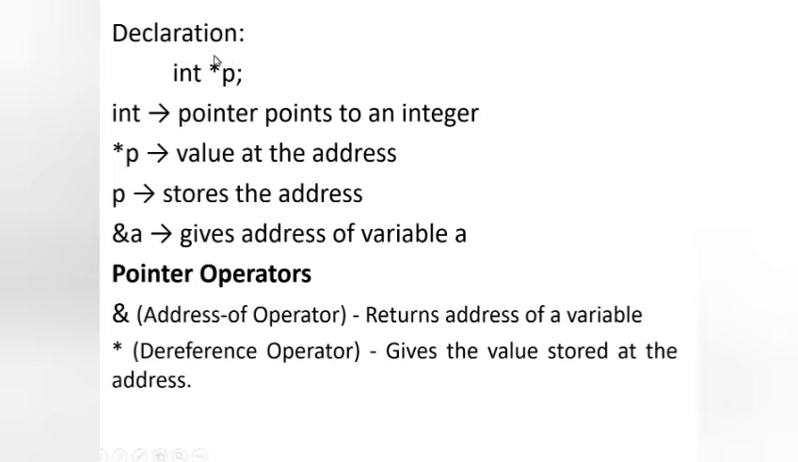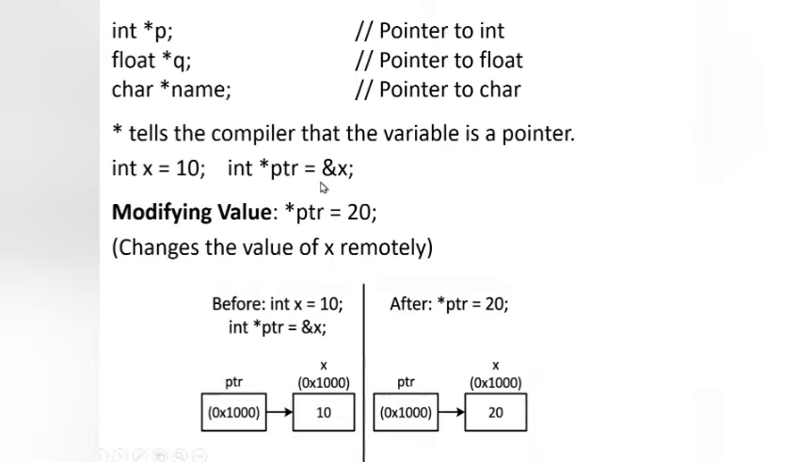So when we declare any pointer variable, then we have to refer to an address. Remember, if you want to refer to the address, we have to use the ampersand operator. So ampersand is called the address operator or address of operator, which returns the address of any variable. Next we have star, called the dereference operator, which gives the value which is stored at the pointer's address. So this is an example of how a pointer works.